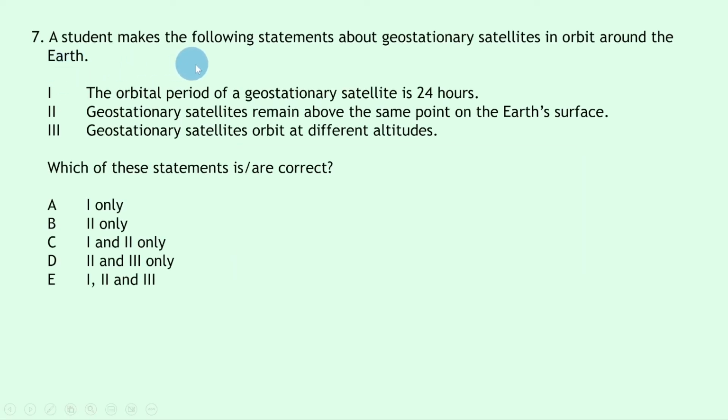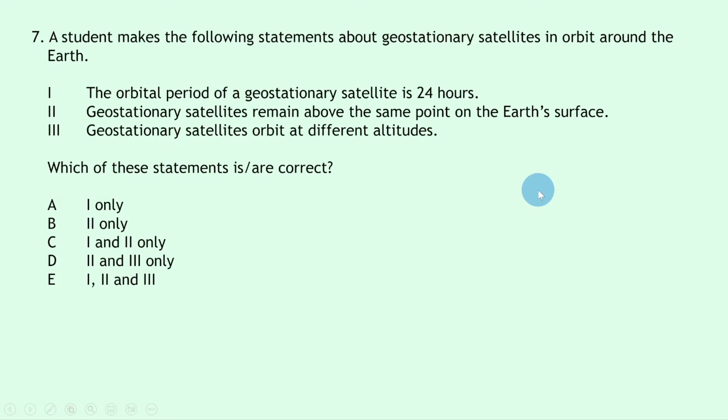Question 7 says a student makes the following statements about geostationary satellites in orbit around the Earth. Statement 1 says the orbital period of a geostationary satellite is 24 hours. Statement 2, geostationary satellites remain above the same point on the Earth's surface. And statement 3 says geostationary satellites orbit at different altitudes. Which of these statements is or are correct?